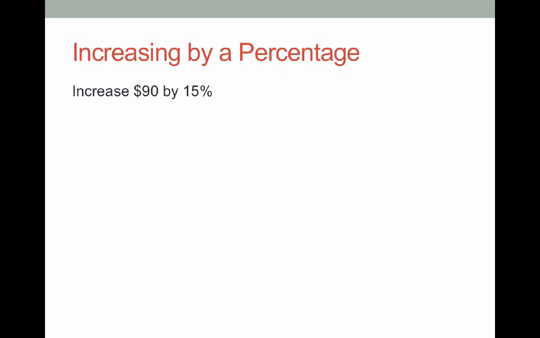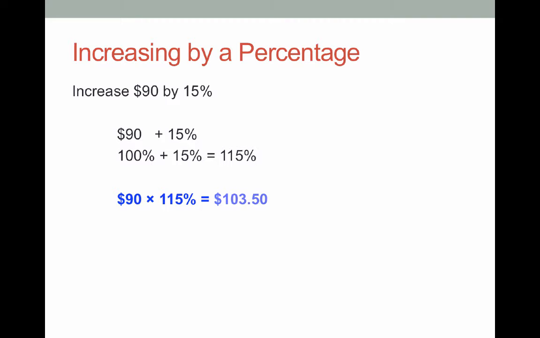Let's take another look at a different example. Let's say I want to increase $90 by 15%. I want to do 90 plus 15%. Now that 90 represents 100%. So if I want to increase that by 15%, what I actually want to find is 115%. This will allow me to do it in one step. So $90 times 115% in one go will give me $103.50. And you can check that on your calculator.